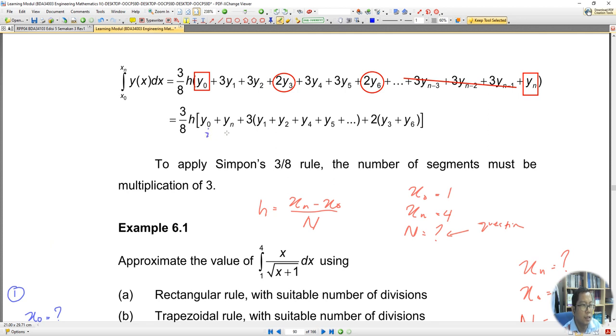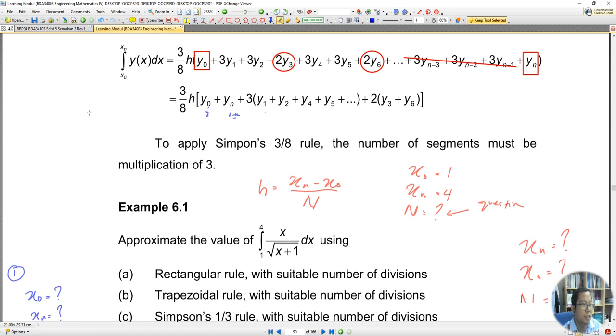This one is i. Okay, this one is i. I until n. Put i here. So what it means here is y0 is y i, and plus y1 is actually y i plus 1. Something like that.